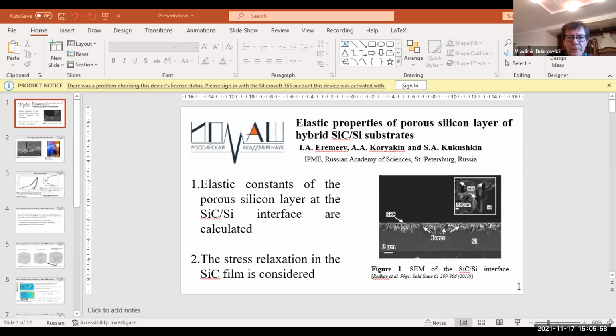So the next talk will be given by Yuri Eremeev. It's entitled Elastic Properties of Porous Silicon Layer on Hybrid Silicon Carbide Silicon Substrates. Please.